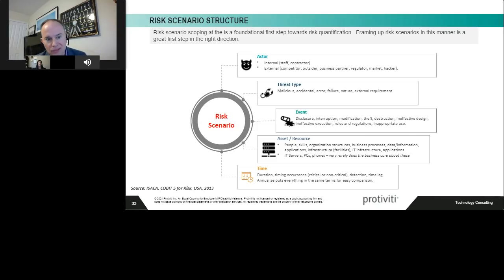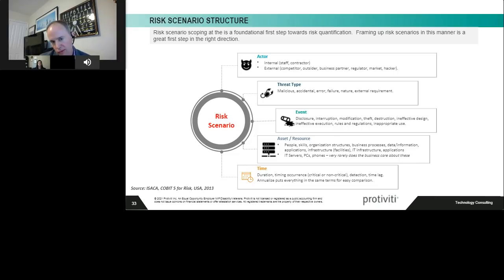And this last piece is time. And there's some various things to think about. Duration, how long would the event occur? When's the occurrence? If it's the middle of the month-end close and I got to get numbers out and it took down the accounting department, that's really critical. Other times of the year, it might not be as critical. If it's a retailer and it's Christmas shopping season, very, very critical, but maybe come February, not as critical, right?